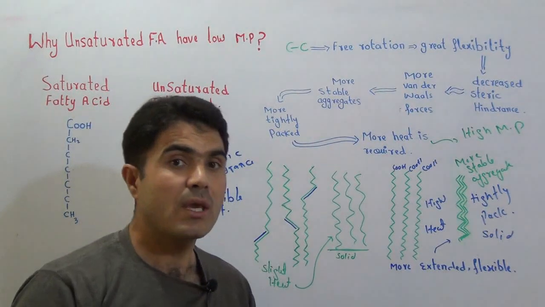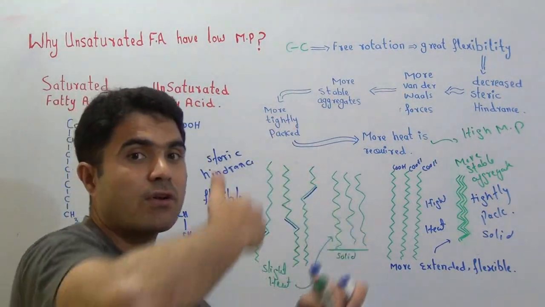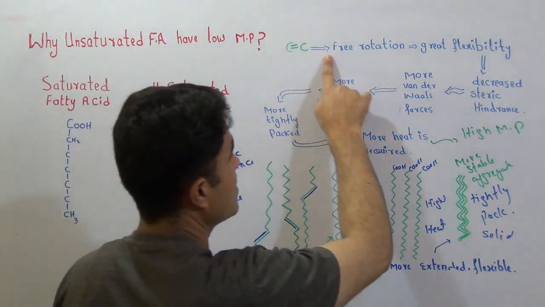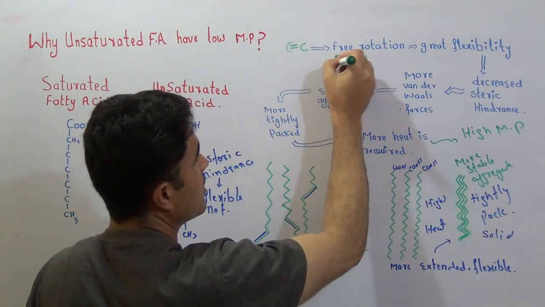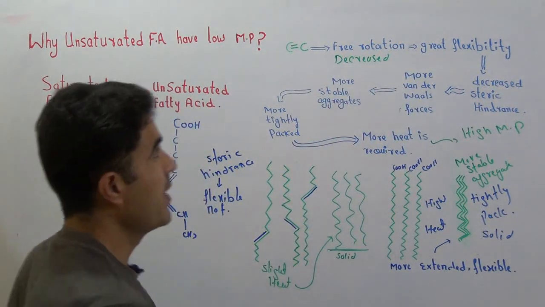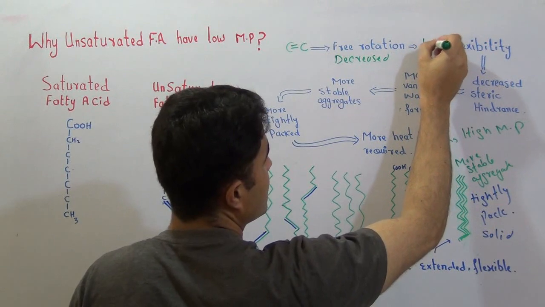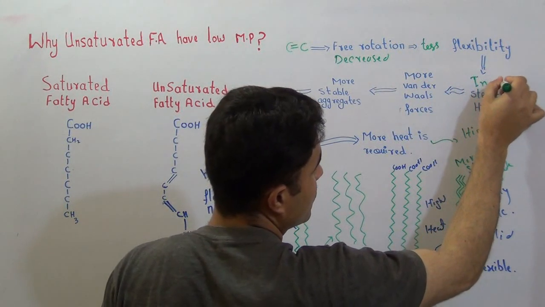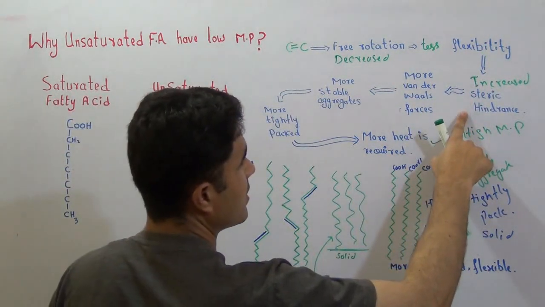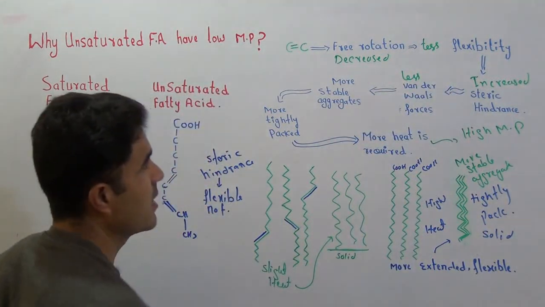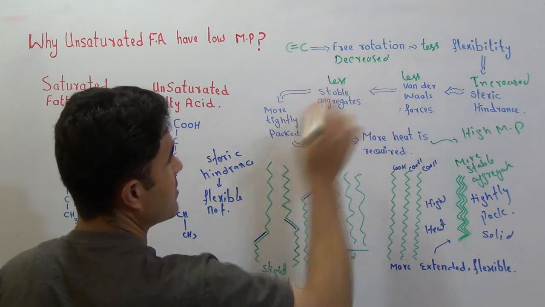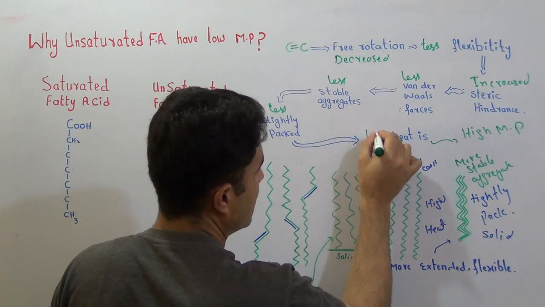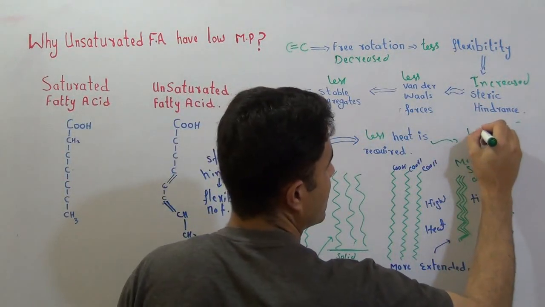This is for saturated. And now you can make this idea for unsaturated fatty acid. If I write a double bond between the two carbons, now it becomes an unsaturated fatty acid. In unsaturated fatty acid, there is no free rotation. So we will say decreased free rotation, and instead of great flexibility, we will say less flexibility. Because of less flexibility, we will say here increased steric hindrance. Because of the increased steric hindrance, we will say less van der Waals forces. And because of less van der Waals forces, we will say less stable aggregate. Less stable aggregate, here we'll say less tightly packed, and less heat is required, and here low melting point.